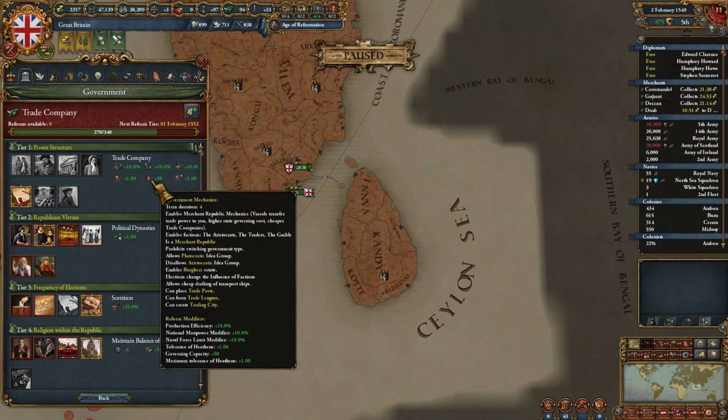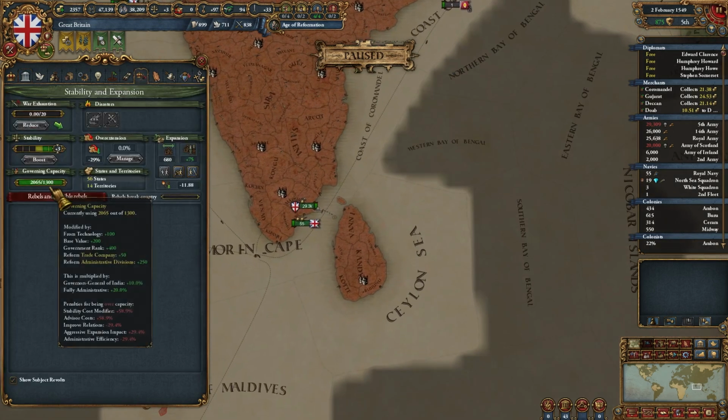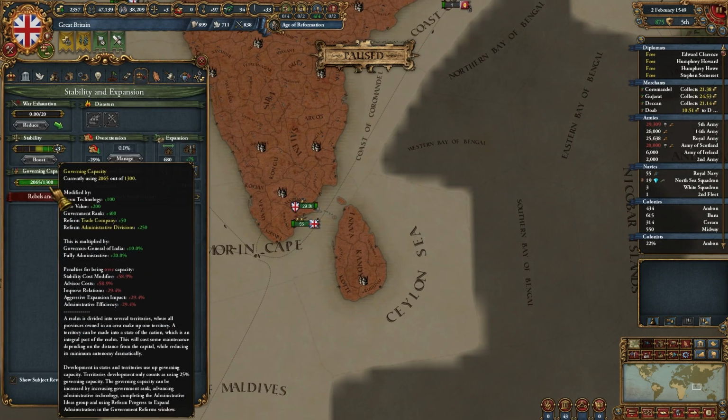because the trade company government type gives me cheaper trade company governing costs. And that is basically what I'm going to do right now in the entirety of India, preferably on states with trade centers and with non-accepted cultures, to fix my governing capacity in my country.